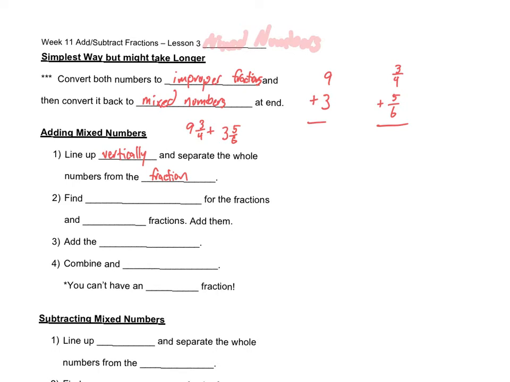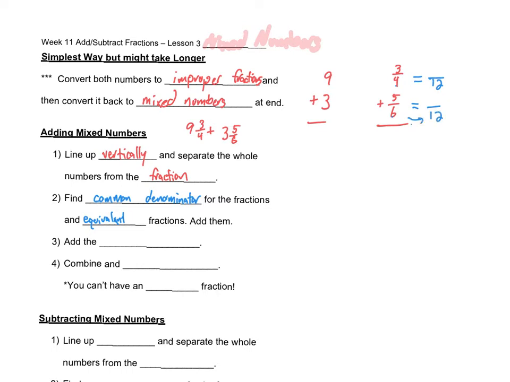Next step, we need to find the common, or like, denominator for the fractions, and the equivalent fractions, and then we're going to add them. So 3/4 and 5/6. The quickest common denominator, we could multiply 4 times 6 to get 24. I know the least common denominator, though, is 12, so I'm going to use 12.